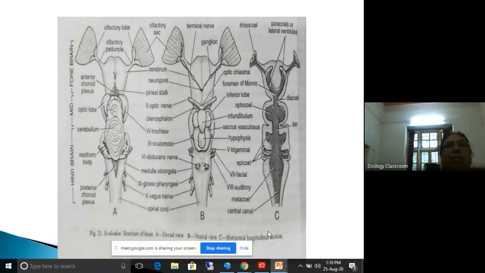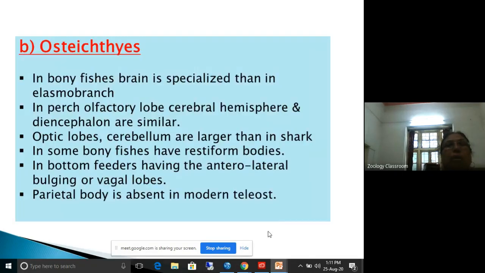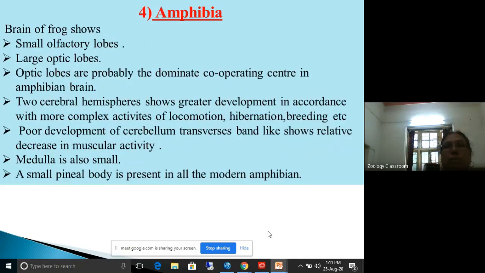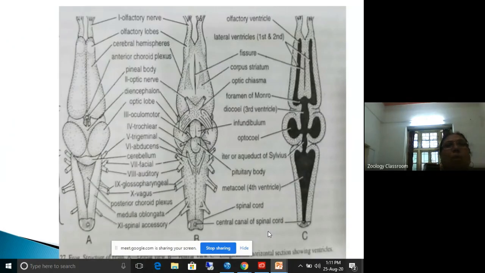The fish brain has well developed olfactory sacs, and the cerebellum is also well developed because of its active swimming habit. Then in amphibia, the olfactory lobes are not well developed; in fish they are developed, but in the frog they are not well developed.